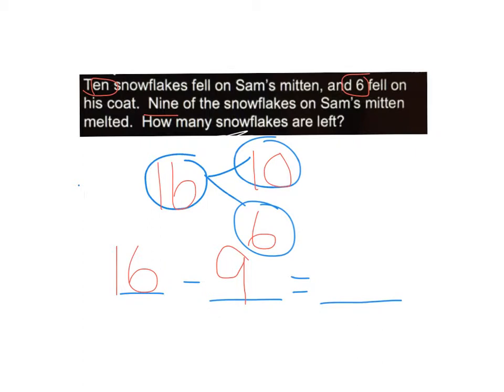That's a tricky question. I wonder if I should draw a picture to help me. By drawing 10 dots, and I used a 10 frame to help me draw those, and 6 dots, I can cross through the dots that have melted to find out how many snowflakes are left. So it said 9 of the snowflakes melted, so I'm going to cross through 9 and then figure out how many are left. 1, 2, 3, 4, 5, 6, 7. 16 take away 9 equals 7.